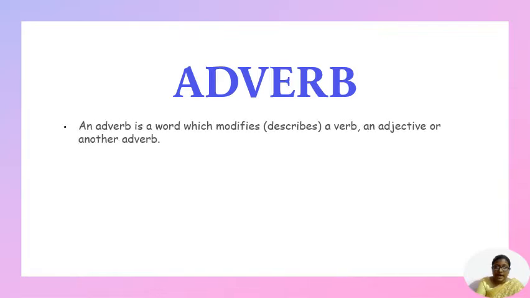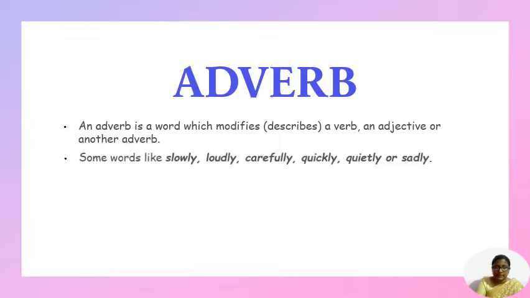A-D-V-E-R-B. Adverb. Does anyone know what is meant by adverb? Yes, an adverb is a word which modifies or describes a verb, an adjective or another adverb. To simply say, an adverb gives more information about a verb. Some words like slowly, loudly, carefully, quickly, quietly or sadly are some adverbs.